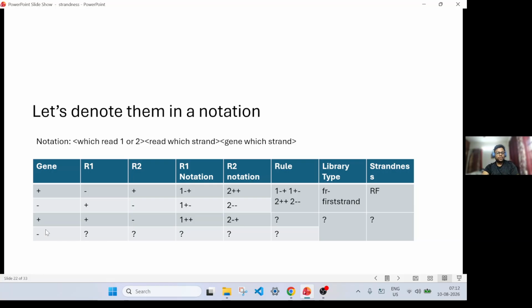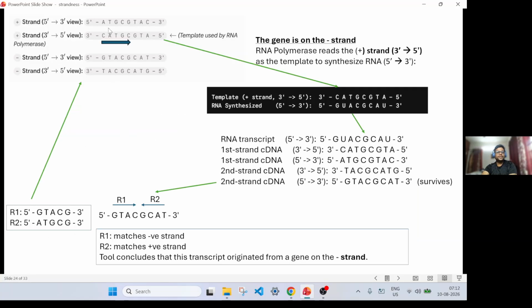Okay, so now we'll look at the same example, the minus case. The gene is now on the minus strand. So RNA polymerase will now consider the plus strand as a template, and it will sequence from this to this direction, and you get mRNA, and again all the views, and finally you take this as the template. This one survives, and you take R1 and R2 this side, and R1 will be GTACG, and R2 will be the reverse complement of this side, and you get this one.